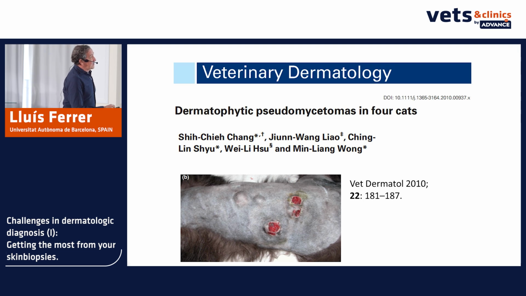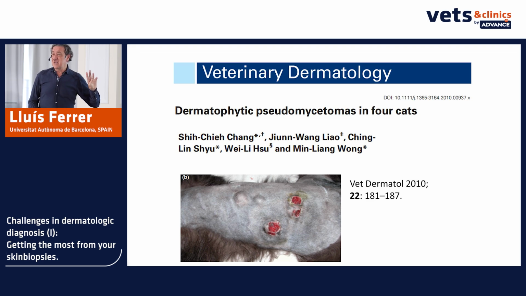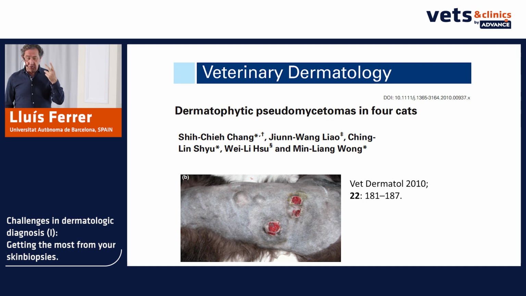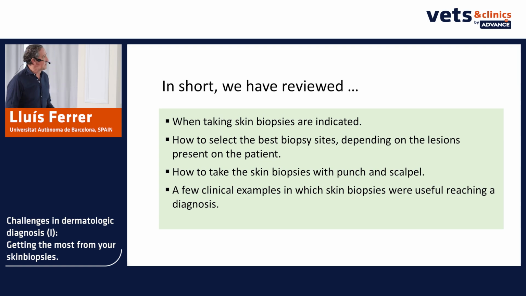And here you see a paper published a few years ago in Veterinary Dermatology about the same condition in 4 Persian cats. See how big the nodules were. From these 4 Persian cats, only 2 survived. The other 2 developed more and more nodules and were euthanized at the end. So our cat, at least, I think, survived without the tail.